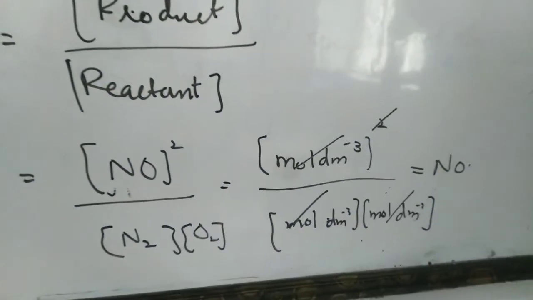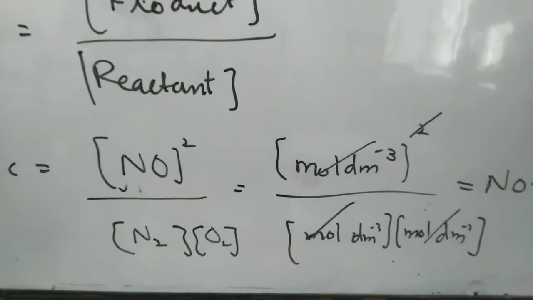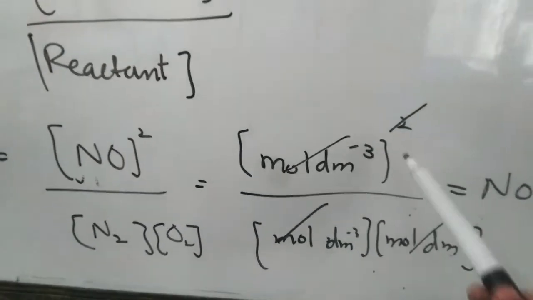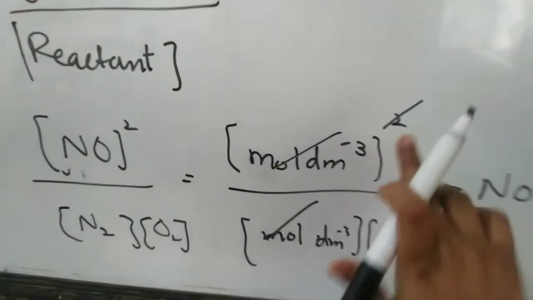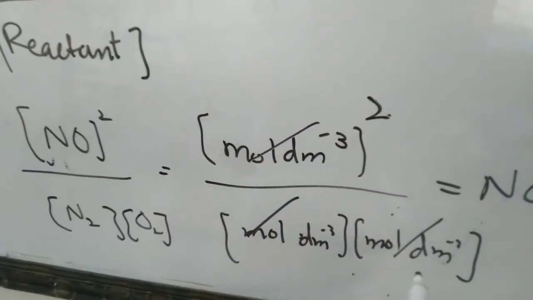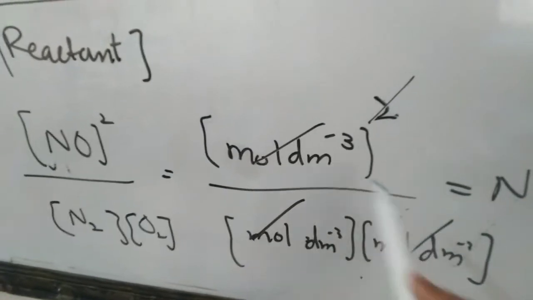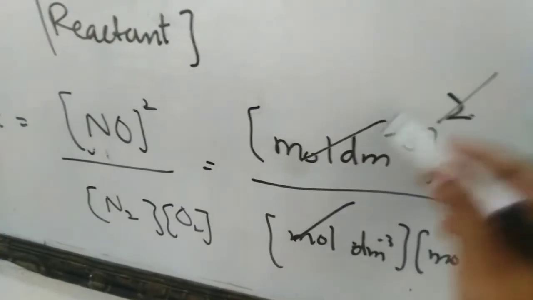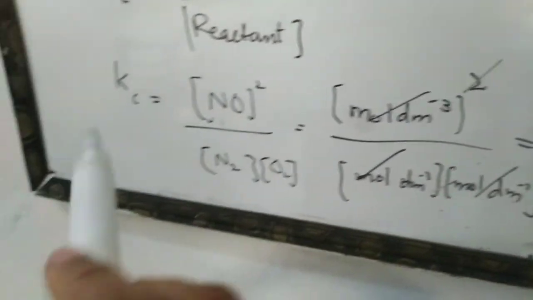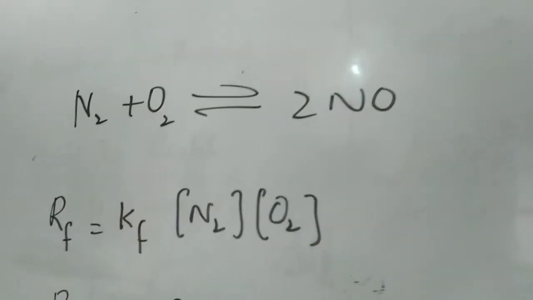Now we discuss how to write their unit. For their unit, as we know, the unit of the active mass is mole per dm cube, and mole per dm cube. You can see that I have written this one. The power is 2, so 2 power, and here are the 2 bases. So this power will cancel this, and they definitely cancel with each other. So there will be no unit for the Kc of this reaction, the above reaction.